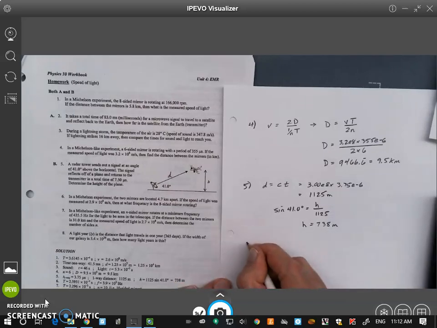Question number 6. In a Michelson experiment, the two mirrors are located 4.7 kilometers apart. If the speed of light was measured at 2.9 times 10 to the 8 meters per second, then at what frequency is the 8-sided mirror rotating?